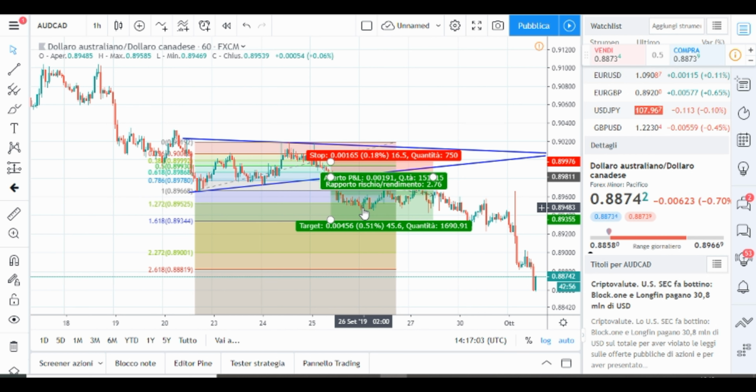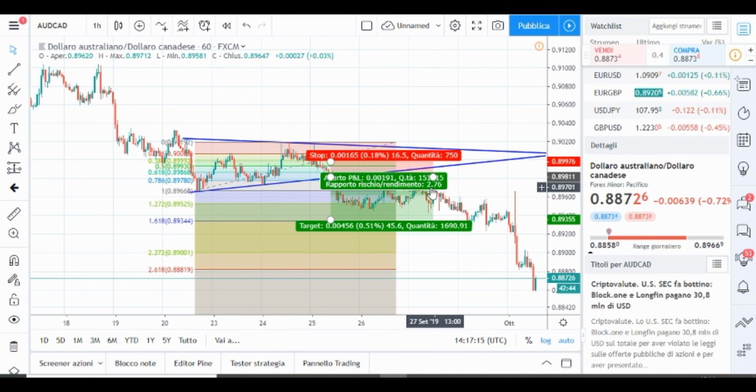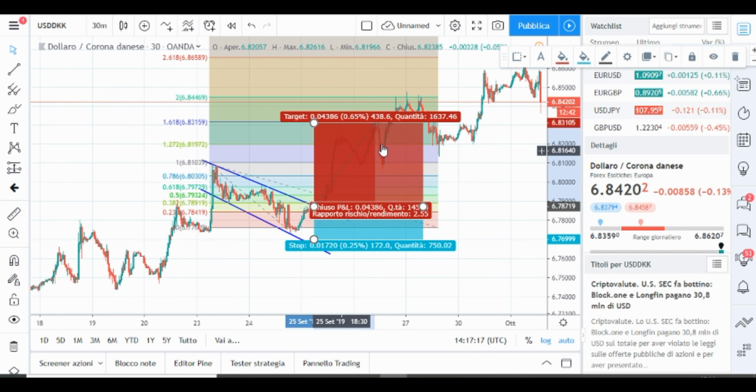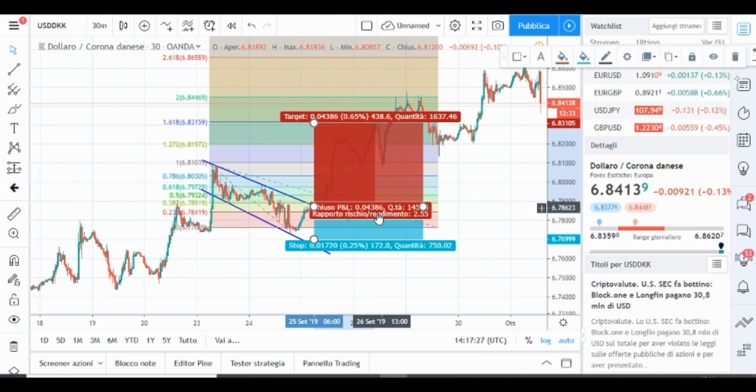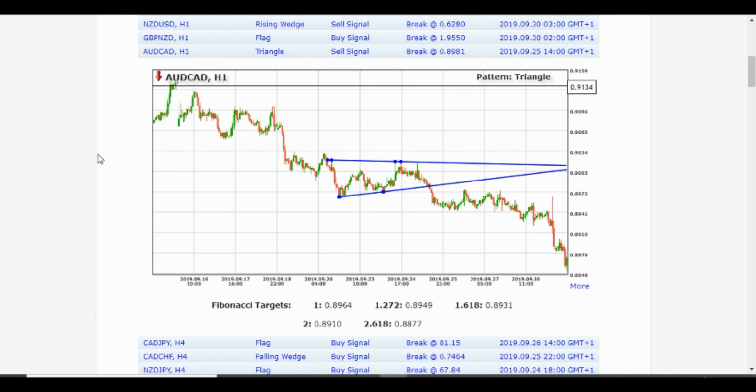Yes, and I gained 45 pips. This was a very good operation for me because the risk reward was 2.66. The previous operation had a similar risk reward, 2.55. So this is the way I like to trade, with a good risk reward ratio. Okay, I'm going to risk, but I need to have a very good risk reward ratio. If it's 1-to-1, it's not a good trade.